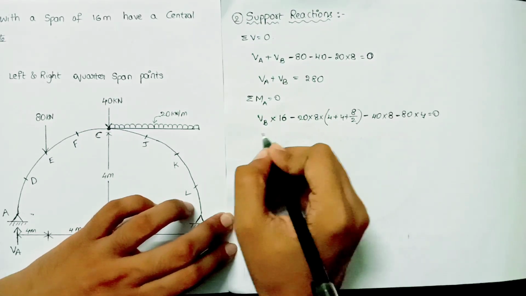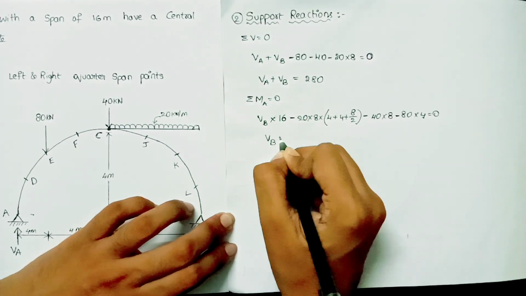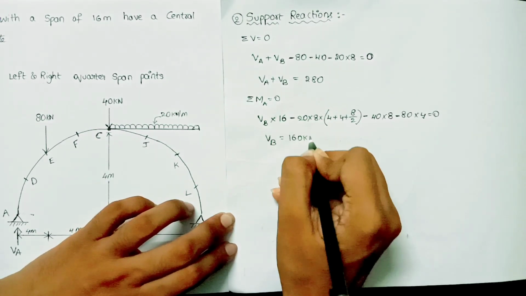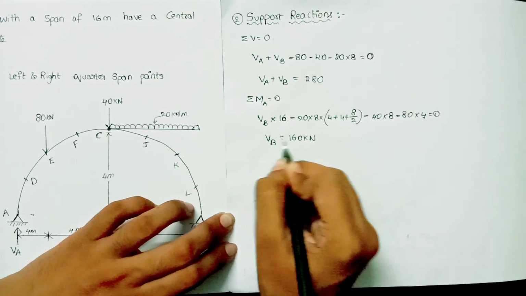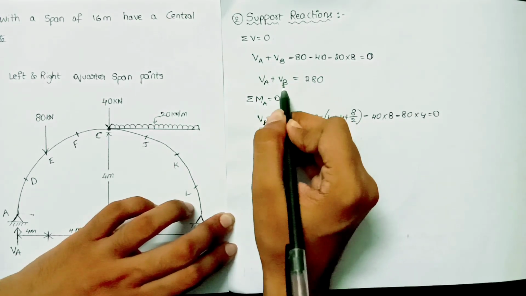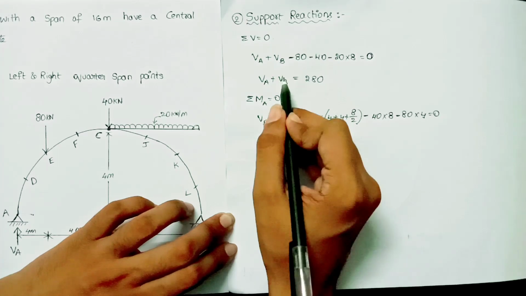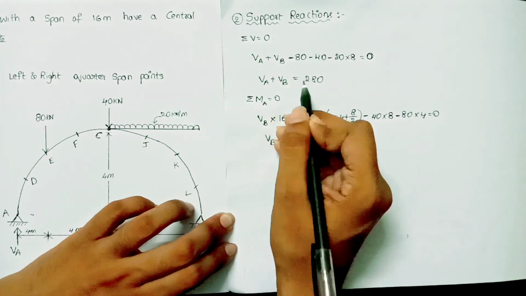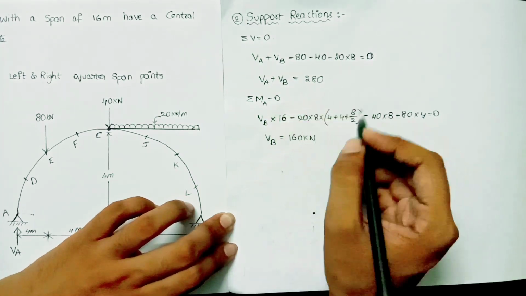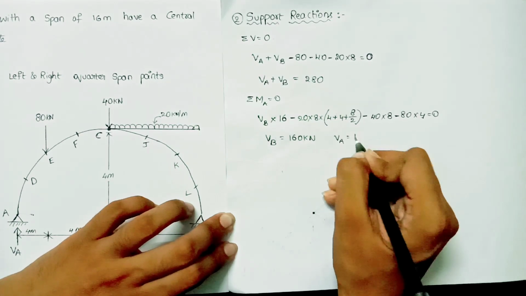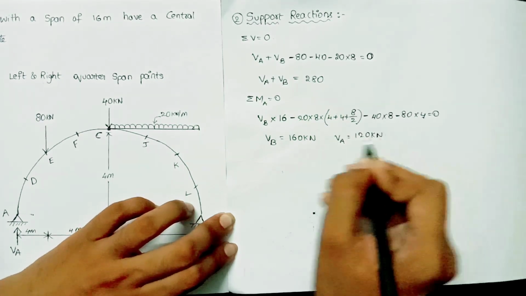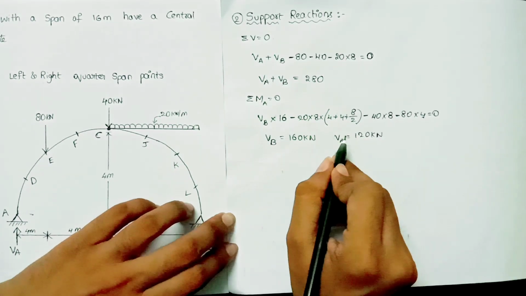So from this equation you will get the value of Vb equal to 160 kilonewton. Now I will place this 160 kilonewton in this equation. Vb equal to 160 kilonewton, so I will place 160 here. 280 minus 160. Therefore Va will be equal to 120 kilonewton. So I have got both the vertical reactions.